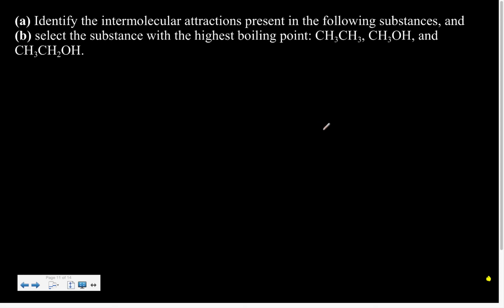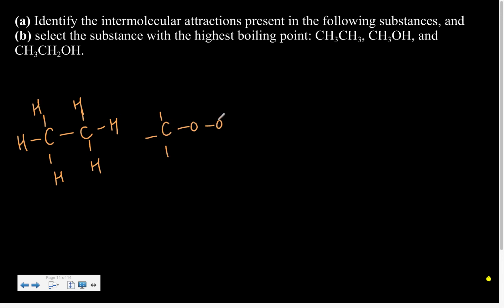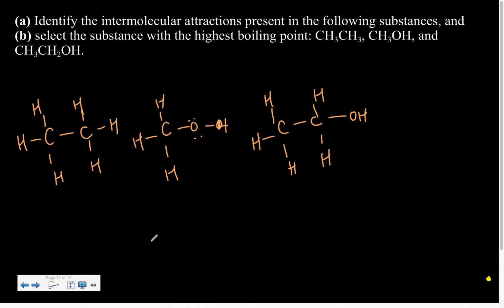All right. So if we were asked to identify the IMFs present and then select the substance with the highest boiling point, what would we have to do first? Right, we would have to draw it first. Polar or nonpolar? Right, nonpolar. This one, polar or nonpolar? Right. This one? Right. Okay, very good. So we have our polar and nonpolar labels.